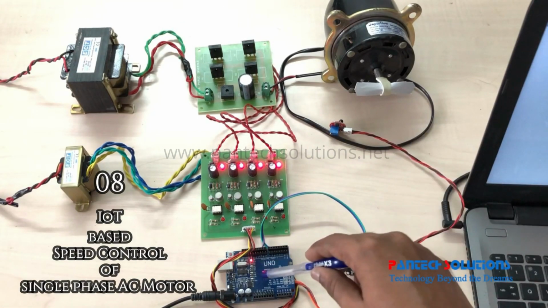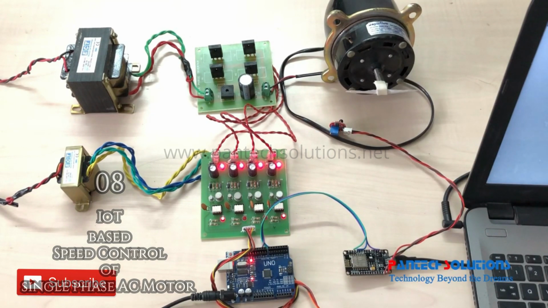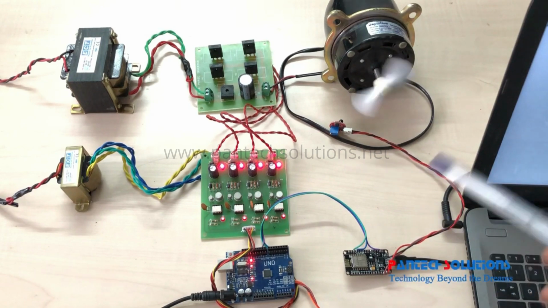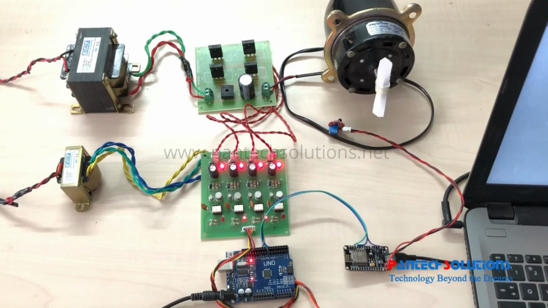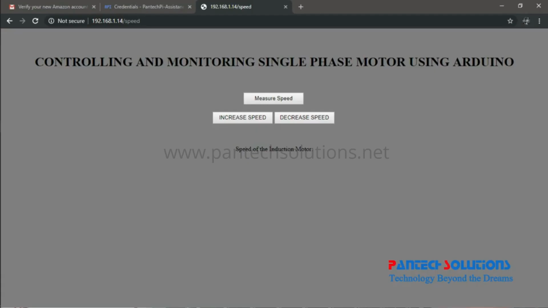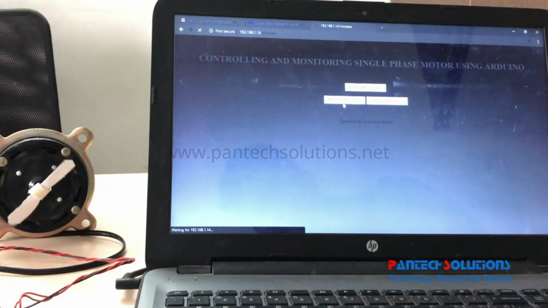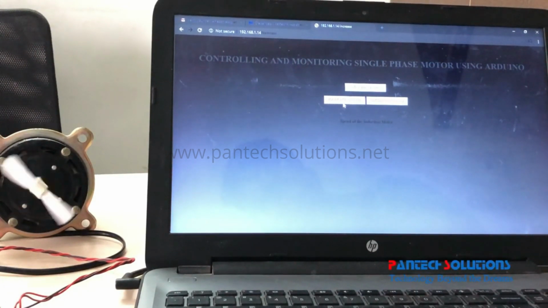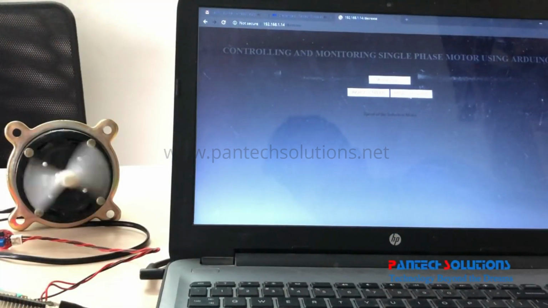Turn on the Arduino controller. The motor is started smoothly. This is the web page control of the speed control of the induction motor. This is the increase speed and decrease speed. If I increase the speed, the motor speed varies. If decrease speed is pressed, the motor speed is decreased.